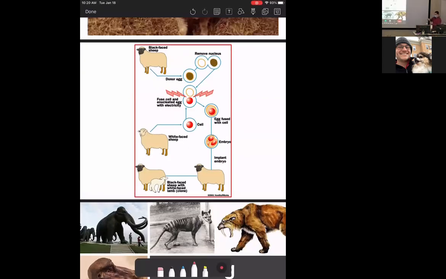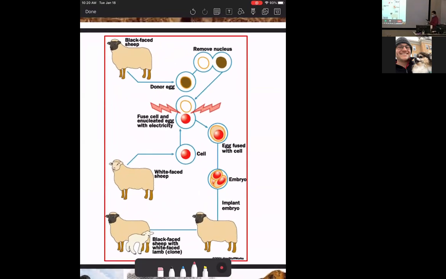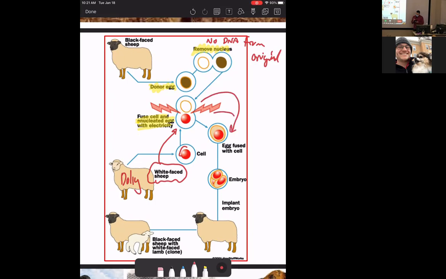And what you do for cloning, you take an egg from a sheep, you remove the nucleus. So no DNA from the original. You fuse the DNA from this sheep, and we can call this Dolly. You fuse the DNA up here with that empty cell that you emptied out. End up right here.